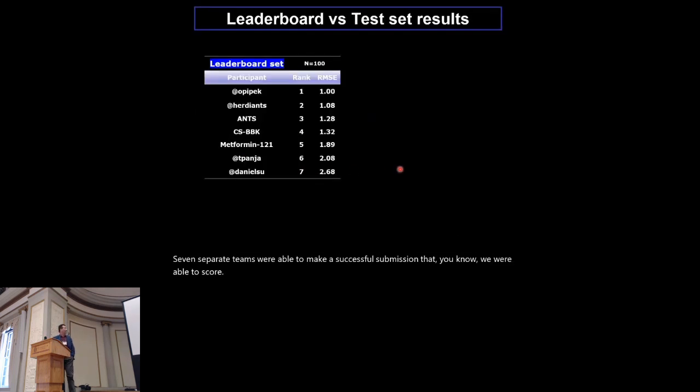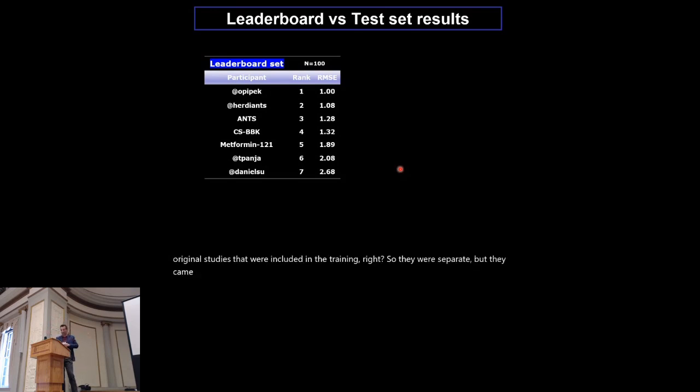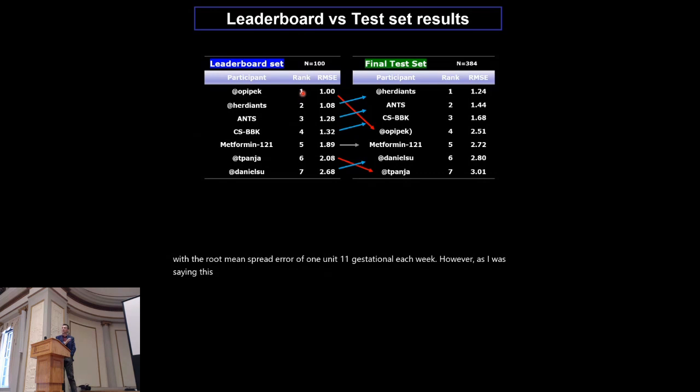So here are the results on the leaderboard. The leaderboard had 100 samples, part of the original studies that were included in the training, right? So they were separate, but they came from the same study. Based on this, we had the team OPPEC that was number 1 with a root mean square error of 1 unit, one gestational age week. However, as I was saying, this is not how we judge the teams in the end. We use a separate test set. And as you see, when you use a test set, which is independent from the leaderboard, things can go in both directions. You can go up or you can go down.